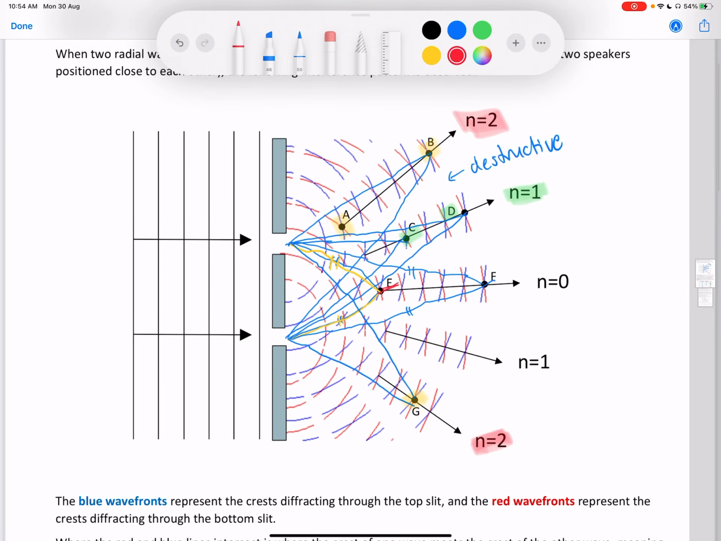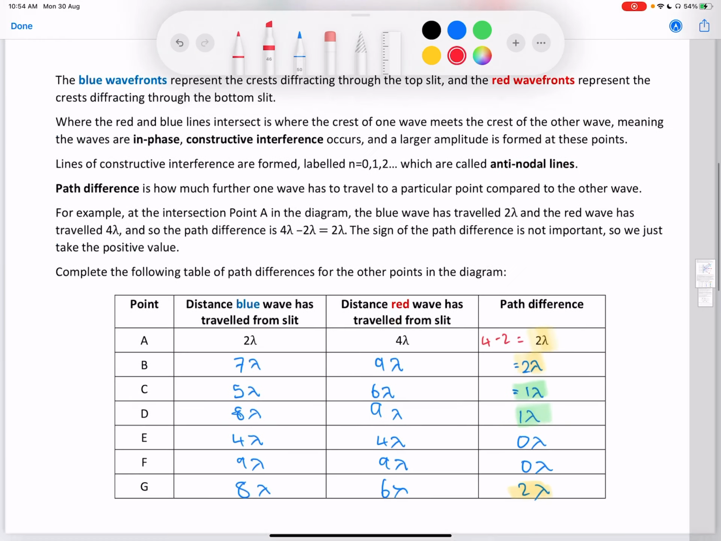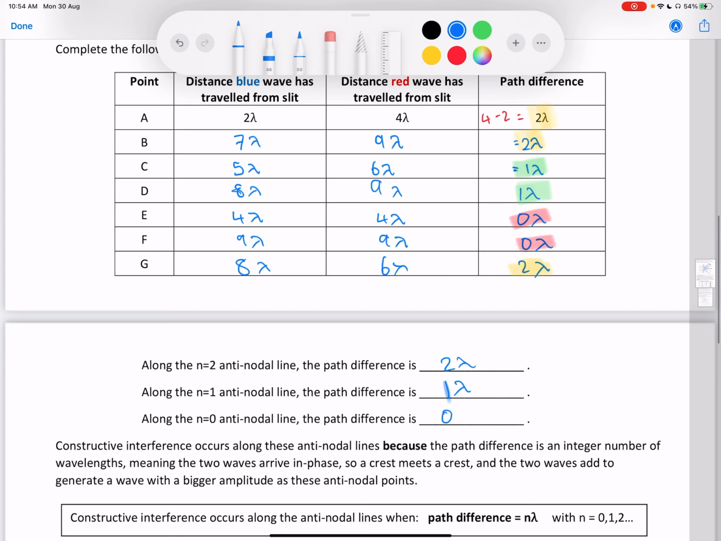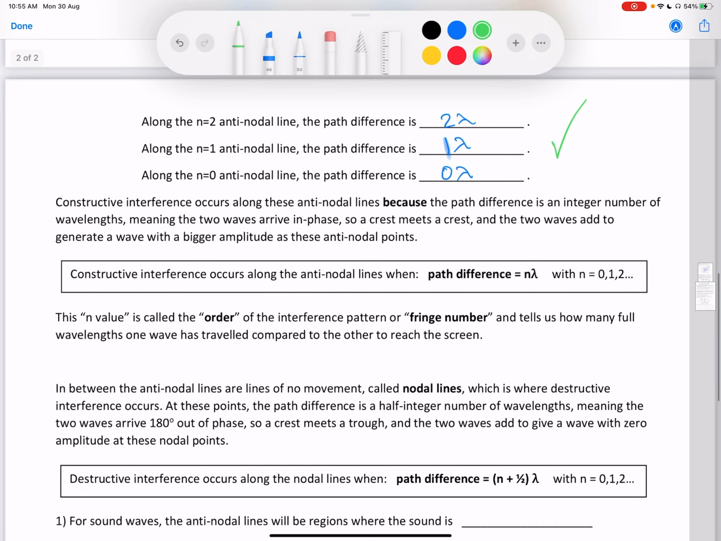On n equals 0, we have E and we have F. Let's look at those. E and F: 0 lambda. That is all excellent. So it's using some path difference there.